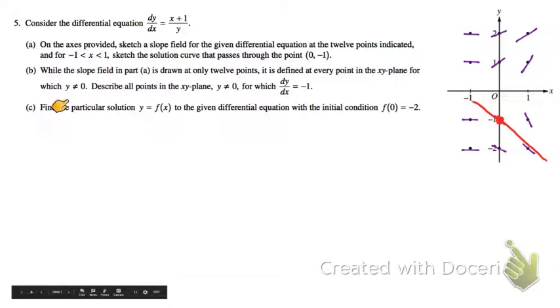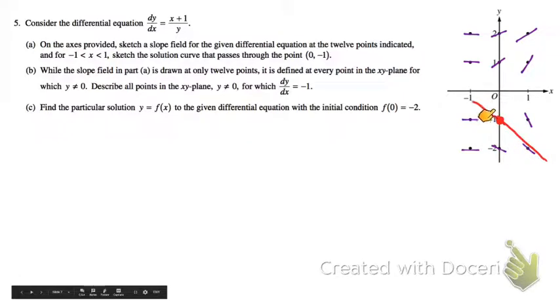All right. Part B says, while the slope field in part A is drawn at only 12 points, it is defined at every point in the xy plane where y doesn't equal 0. It says describe all the points in the xy plane for which the derivative is equal to -1. So if we look here, all the derivatives here were equal to 0. The derivatives up here were positive. This was -2, this was -1/2, but these two had slopes of -1.